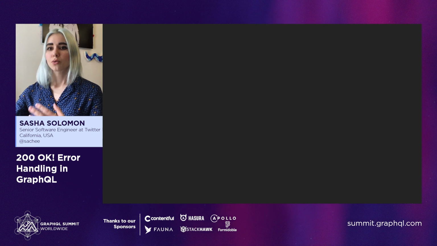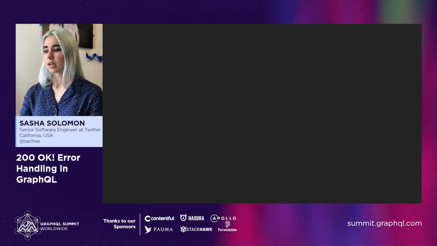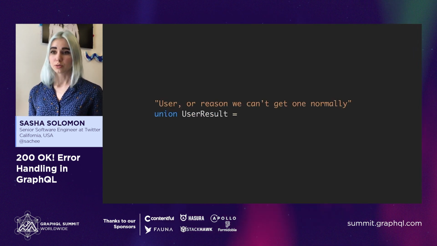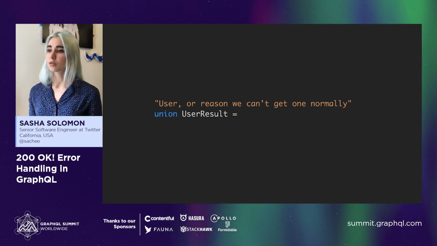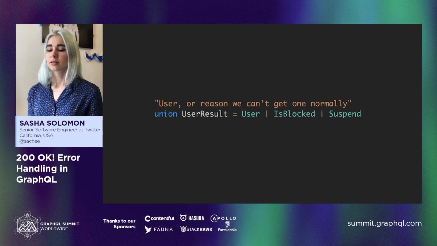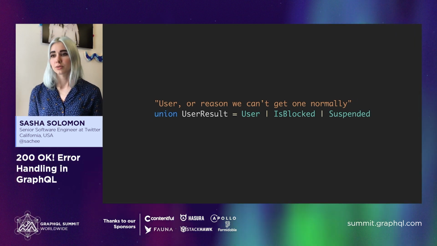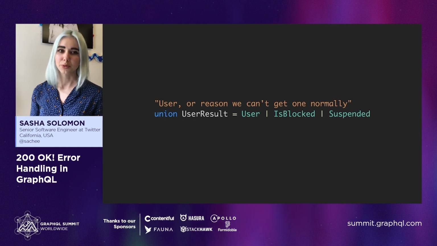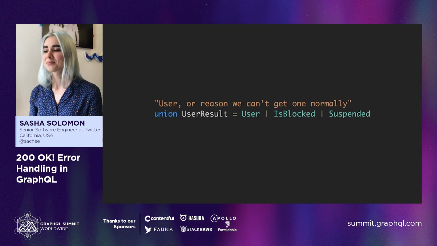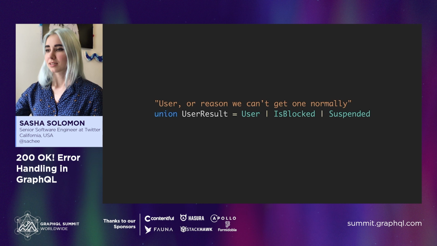And so when we take all of these types, we put them all together and we create our user result, which is a union. So this is a user or a reason why we can't get one normally. And that's going to be the types we just defined. So user is blocked or suspended. We're not going to do unavailable in country because that doesn't make sense for this user, but that's pretty sweet.